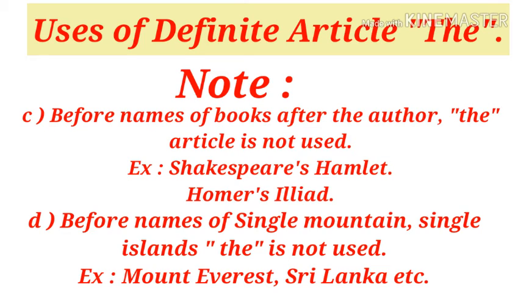Another thing you should remember is that the is not used before the name of a single mountain. If it is used in the plural, then we use the. But if we talk about the name of a single mountain or single island, then we do not use the definite article the. We never say the Mount Everest. We say Mount Everest, Mount Abu, like this. Okay, so these are the rules of the, and also certain important things to remember about the definite article the.